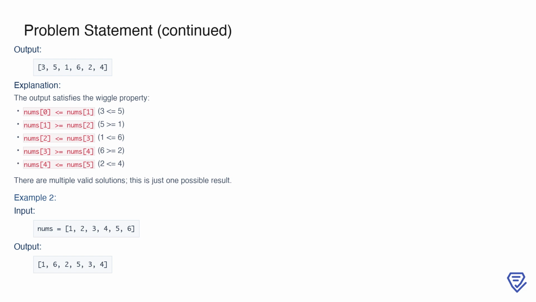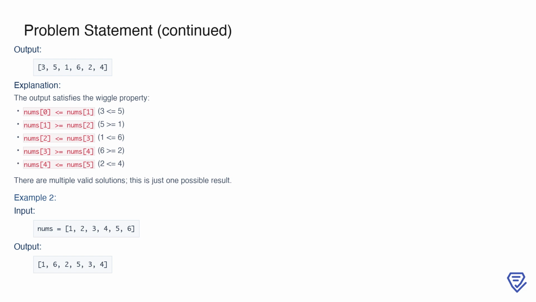Starting from the first pair, nums[0] is 3, which is less than or equal to nums[1], which is 5. Then, nums[1] is 5, which is greater than or equal to nums[2], which is 1. Similarly, nums[2] is less than or equal to nums[3], nums[3] is greater than or equal to nums[4], and finally, nums[4] is less than or equal to nums[5]. This pattern holds for the entire array, so the wiggle property is satisfied. It's important to note that there can be multiple valid outputs for this problem, and this is just one of them.